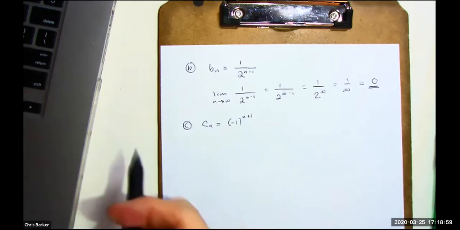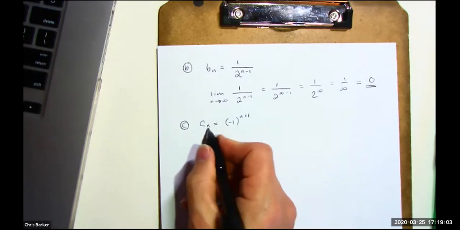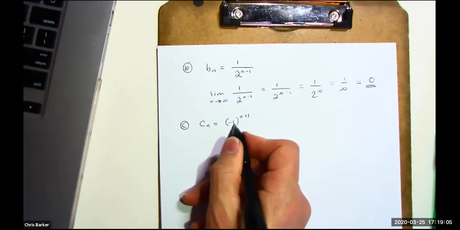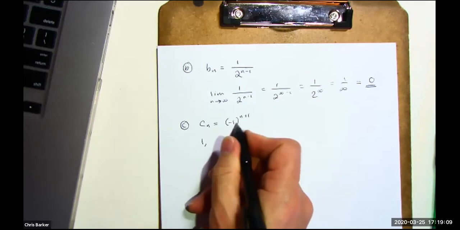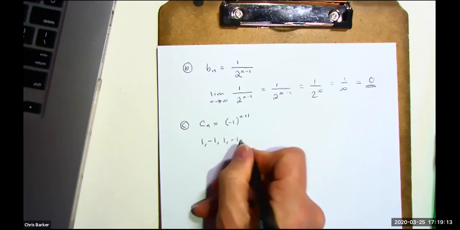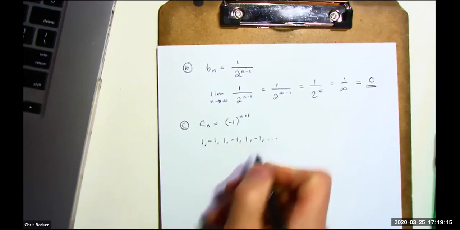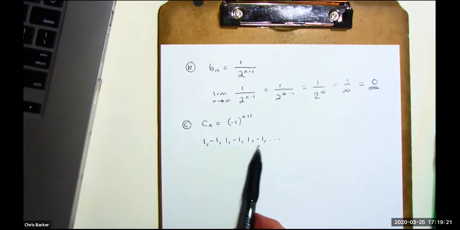So if you started to write out this sequence, it goes like this. If you put in 1, you get -1 squared, which is 1. If you put in 2, you get -1 cubed, which is -1. And then you get 1, and then you get -1, then you get 1, then you get -1. And it never quits wiggling like that, right? What would you say the limit of this sequence is? What's it approaching?